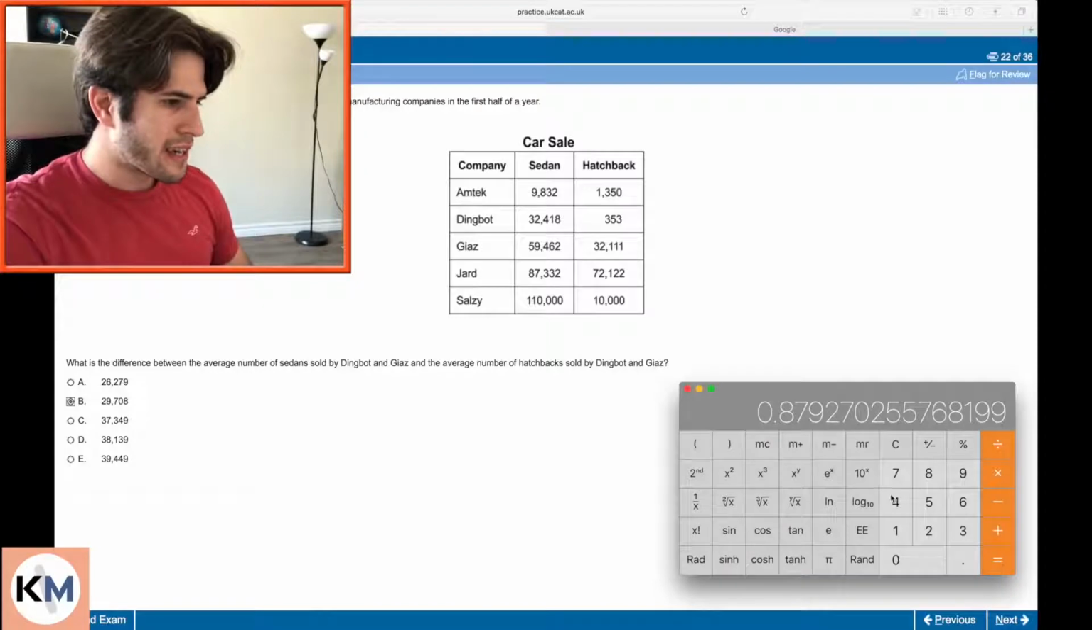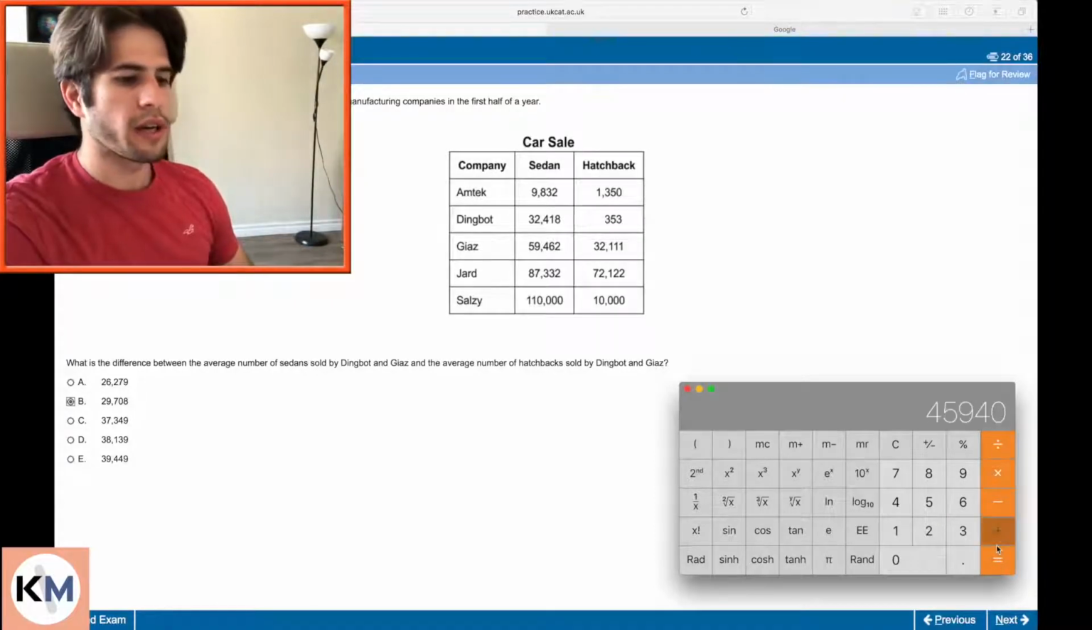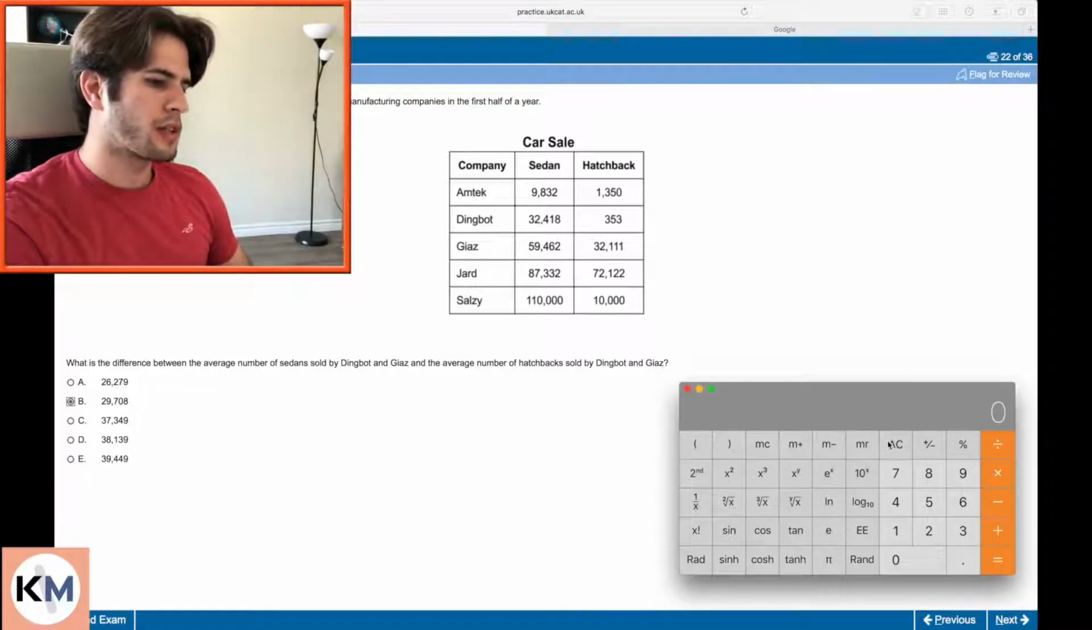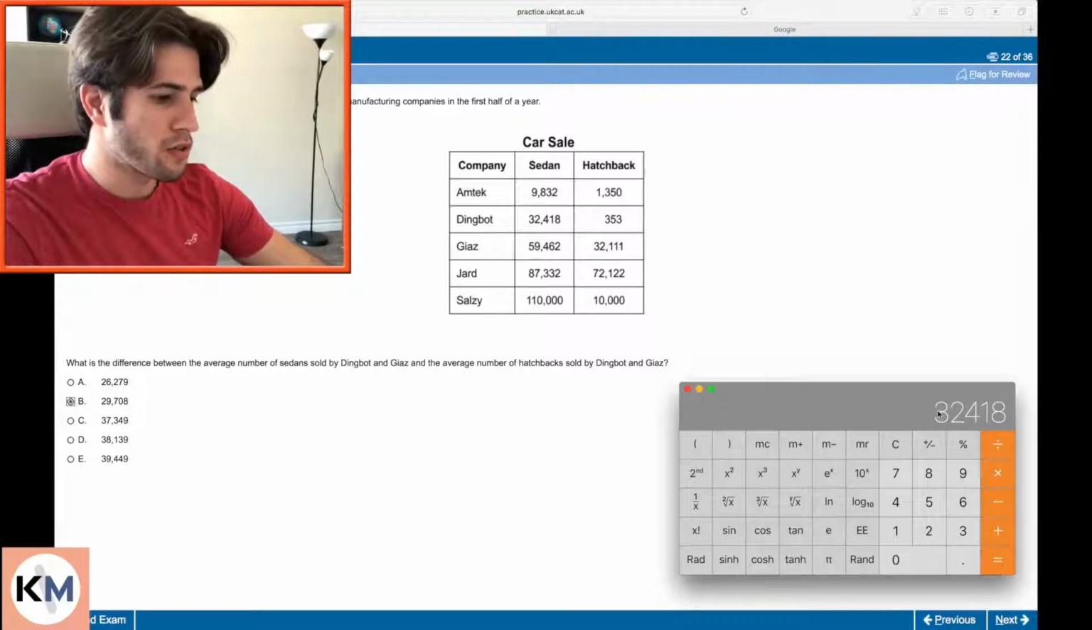The average of sedans sold by Dingbo and Giaz is 32418 plus 59462 divided by 2. You have to know what an average is in order to do this question, so make sure you guys know your equations and your terms, your math terminology.